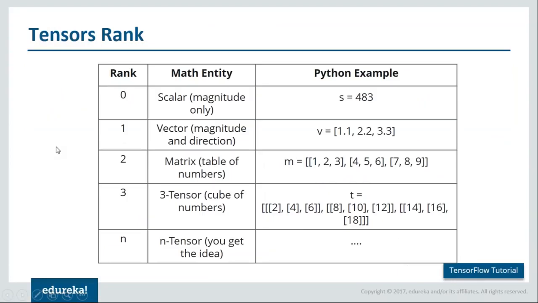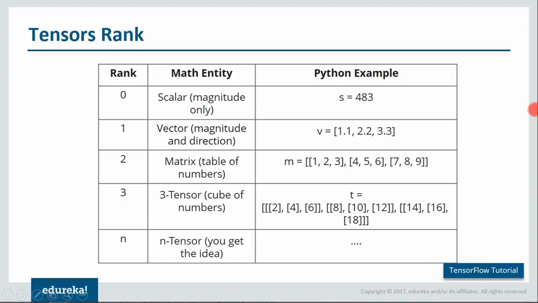So let's understand that. A rank 2 tensor is what we typically think of as a matrix, and a rank 1 tensor is a vector. Now let us focus on the table that is there in front of your screen. Rank 0 is nothing but a scalar which has magnitude only. You can think of its example as 483, 689, numbers like that. Then when I talk about rank 1, it is a vector which has magnitude and direction both. And you have the example in front of your screen, 1.1, 2.2, 3.3. Similarly, when I talk about rank 2, it is nothing but a matrix, tables of numbers. You can say rows and columns. And you have an example here as well. Similarly, when I talk about rank 3, you can see the example here.